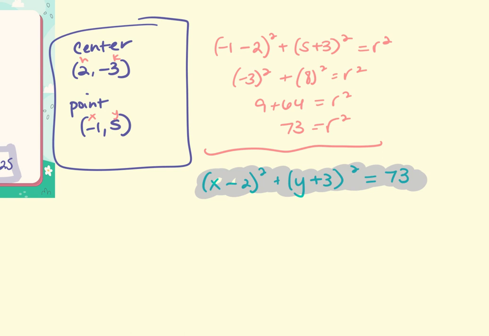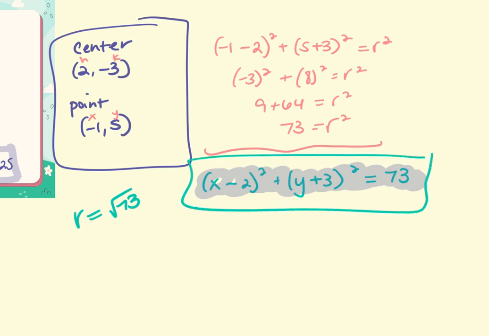Here we left it in the equation, but we got it. I said you didn't need to do that. If it asked you for the R, then I would go to the next step. R would equal the square root of 73. But because it doesn't, the goal here is just to get the equation. You don't have to do that step because you can just leave it squared.